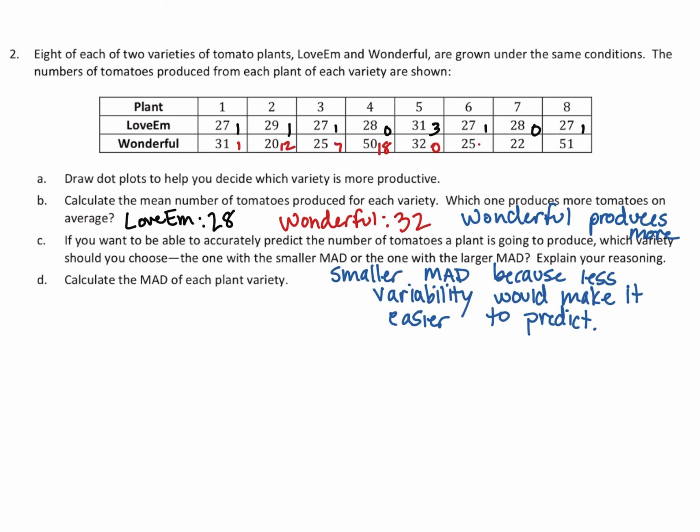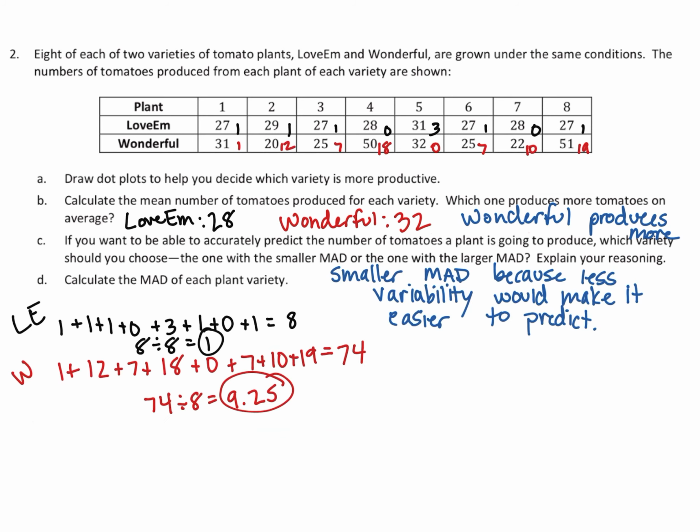So 74 divided by 8 is 9.25. So the MAD for Love 'em is 1, and the MAD for Wonderful is 9.25.